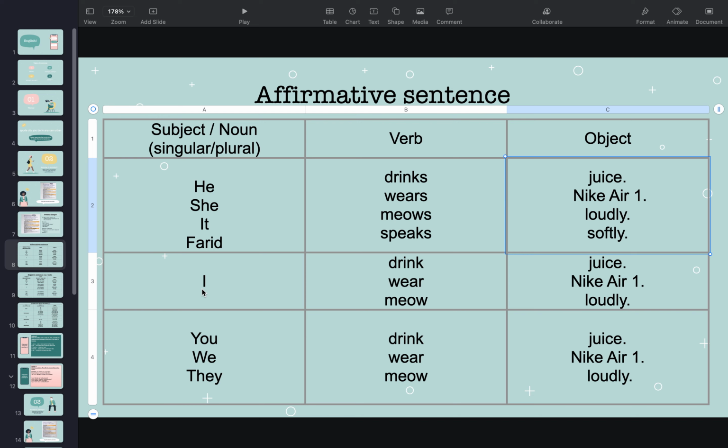Okay, now kalau I, kenapa I ni asing? Sebab I ini dia seorang. I is a singular noun, but I put it in a different section because I want to show you the verb that is used by the singular noun I.